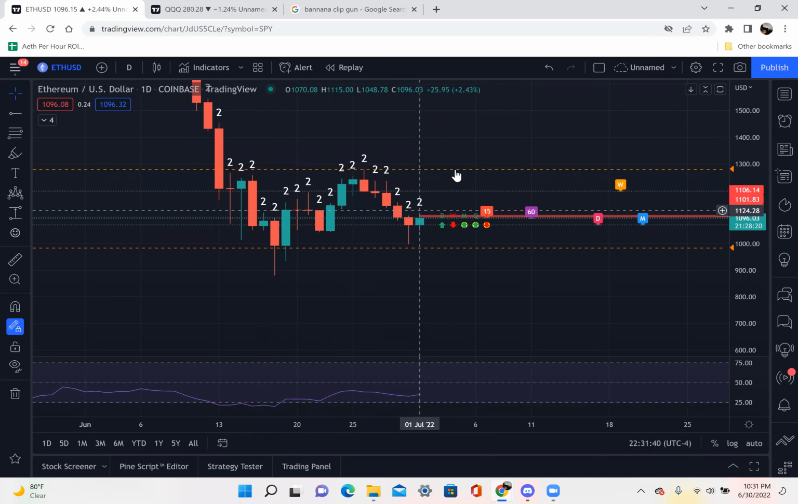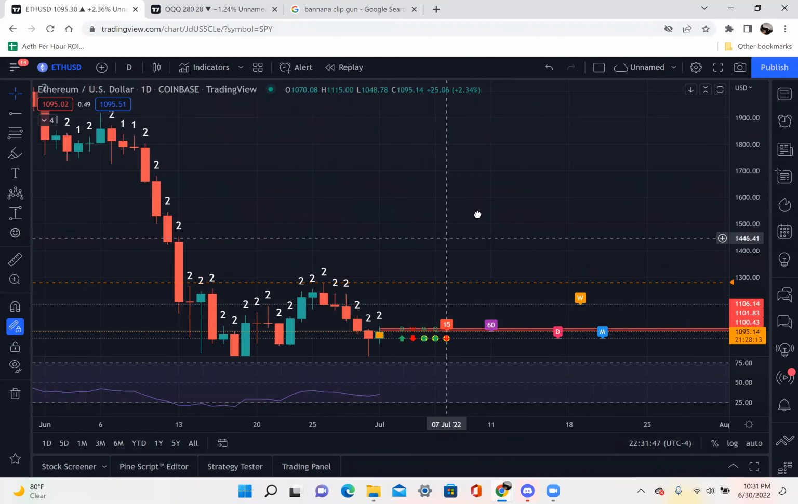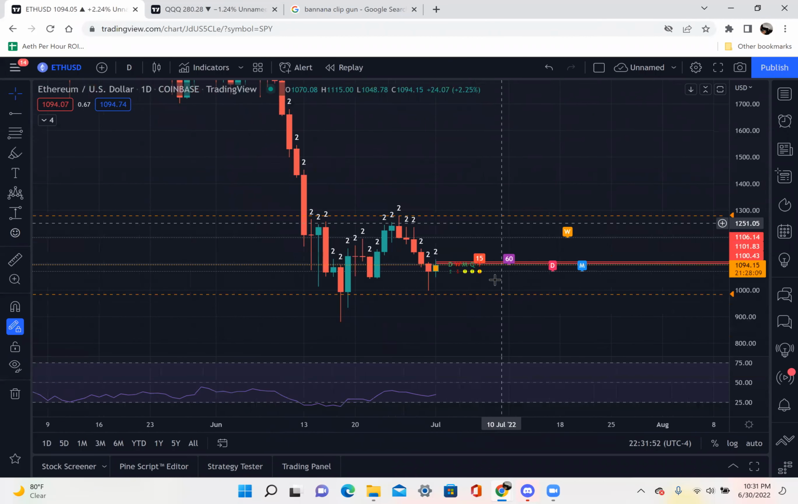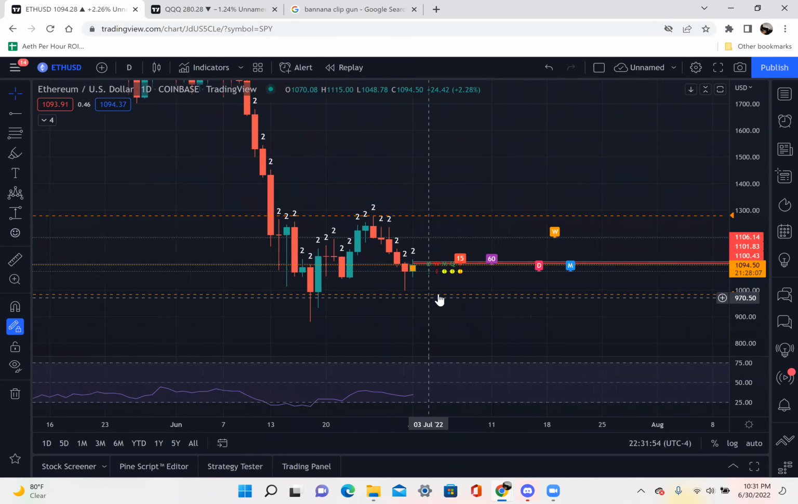So, yeah, we could see it going to this alert that I have set at 1278 to short it again. Yeah. Yep. And whenever it alerts down here, I'll buy it up again.